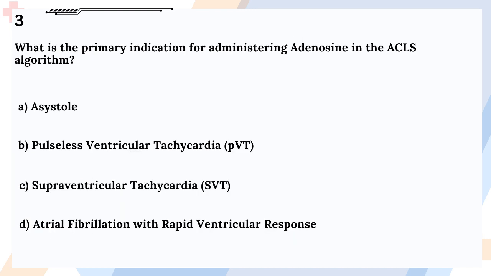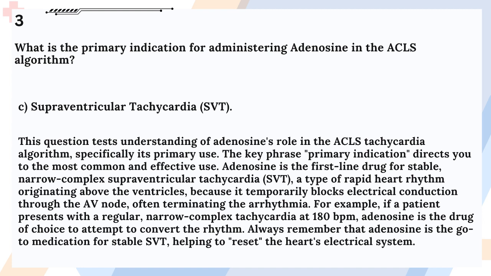Question 3. What is the primary indication for administering adenosine in the ACLS algorithm? A. Asystole. B. Pulseless ventricular tachycardia, pVT. C. Supraventricular tachycardia, SVT. D. Atrial fibrillation with rapid ventricular response. Answer: C. Supraventricular tachycardia, SVT.